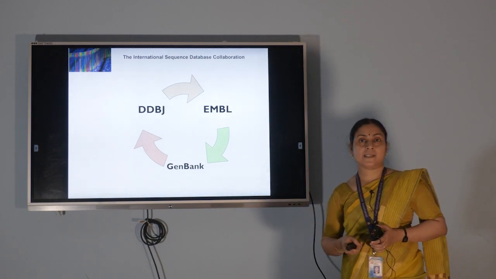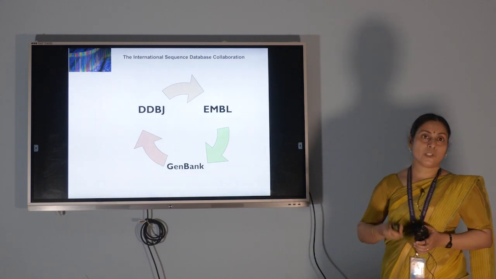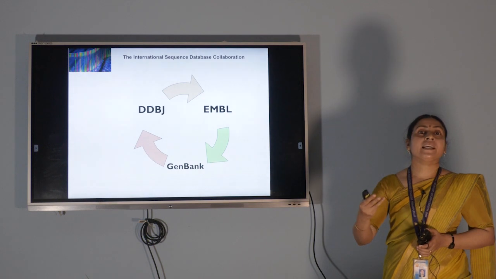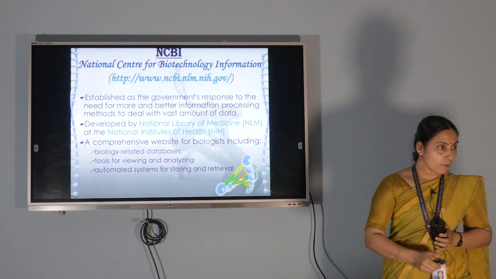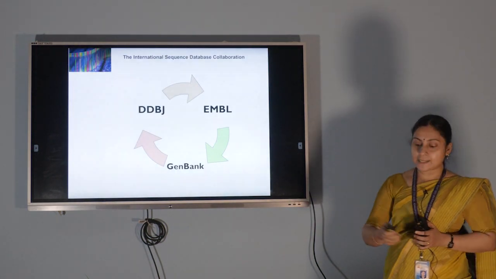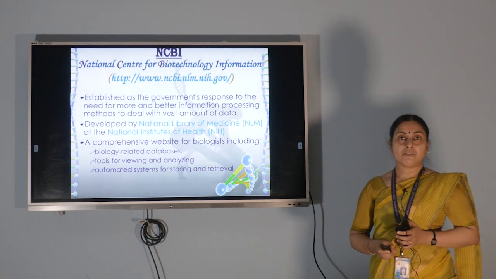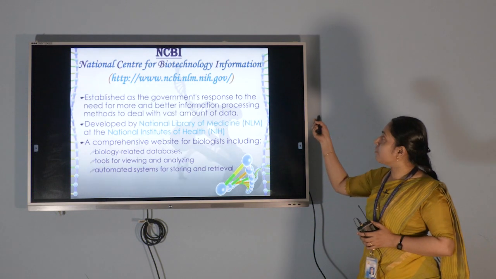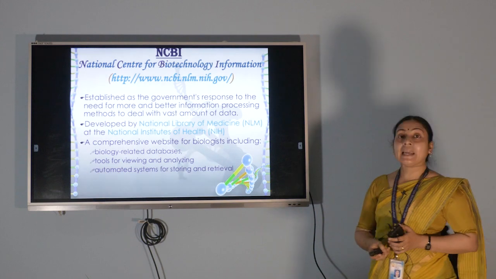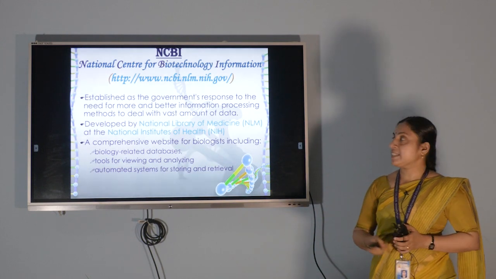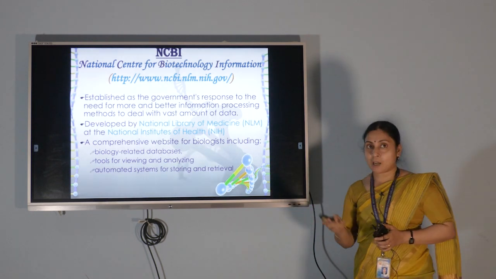The major databases, that means DDBJ, EMBL and GenBank, are interconnected and collaborative works. That's why they provide sequence information to the public and research communities. In the case of these collated databases, the main one is the NCBI, National Center for Biotechnology Information. The main website link is www.ncbi.nlm.nih.gov. This is the main link address connected to the NCBI.